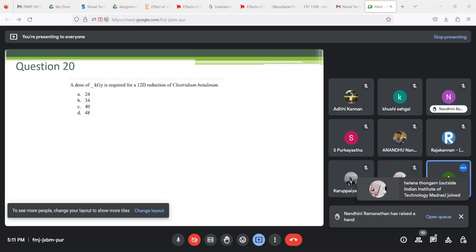Okay, moving on to the last question. A dose of dash kilograms is required for a 12D reduction of Clostridium botulinum. So any clue what the answer is? No, the answer is actually 48. A dose of 48 kilograms is needed for a 12D reduction of Clostridium botulinum.